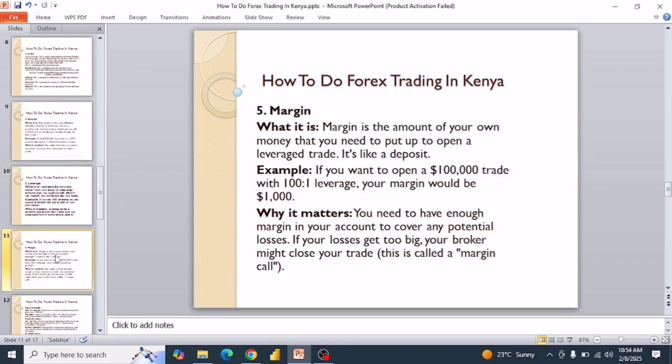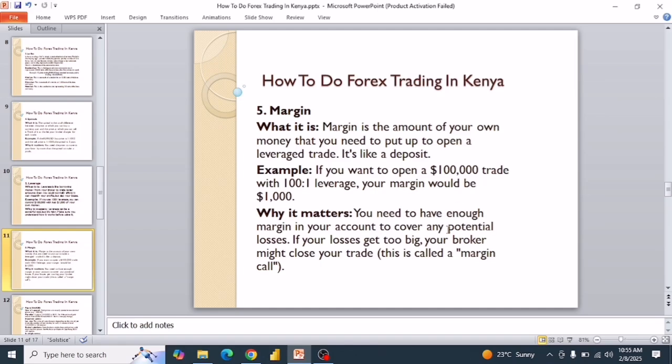And let's now go into margin. Margin is the amount of your own money that you need to put to open a leverage trade. It's like a deposit. So how much you need to deposit into your account for you to open a trade. So if you want to open a 100,000 trade with a leverage of 100 to 1, your margin will be 1,000. So you deposit $1,000. So in case you want to open now a 10,000 trade position, then you'll deposit $100.